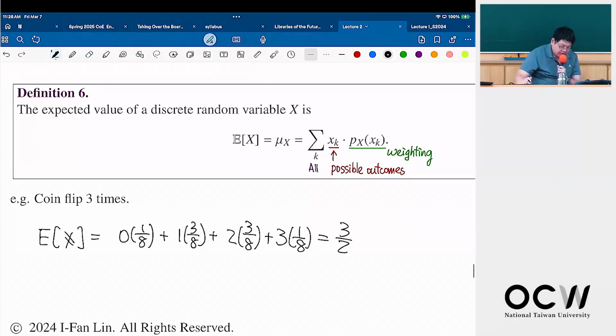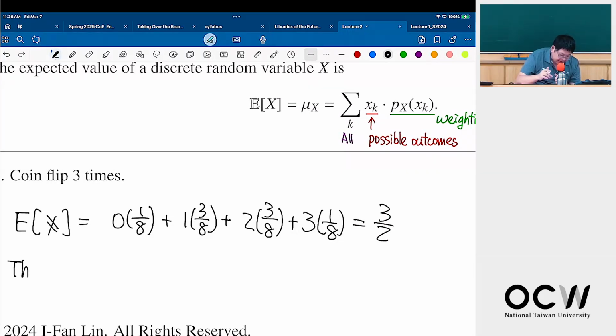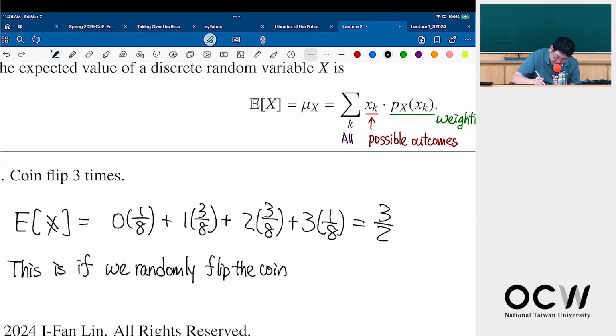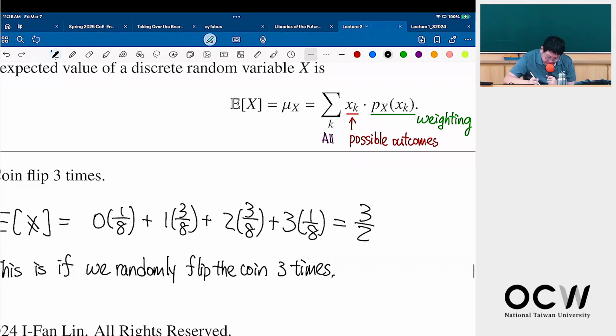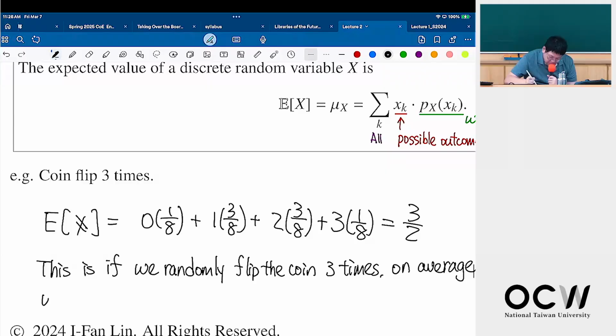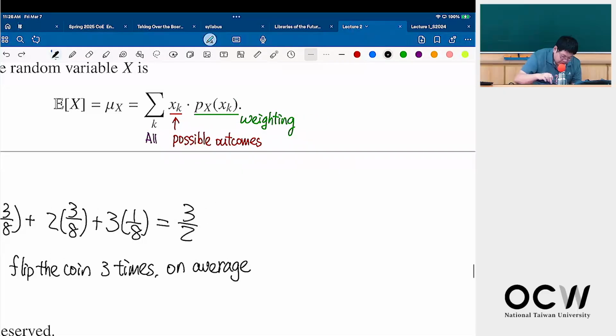So 3/2 means that if we randomly flip the coin 3 times, on average, we'll have 1.5 heads.